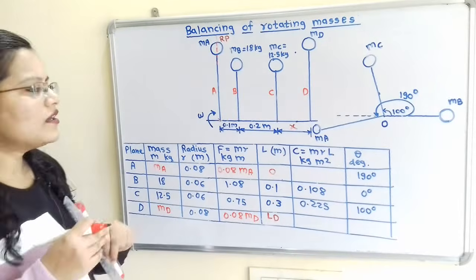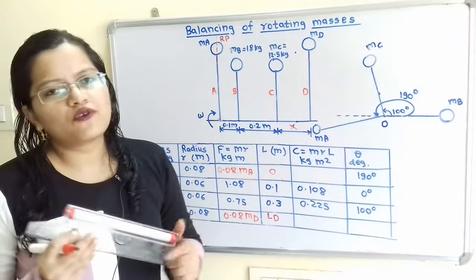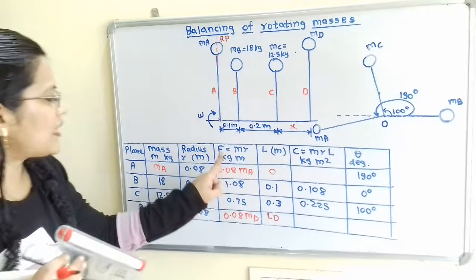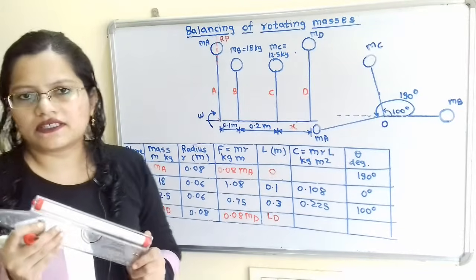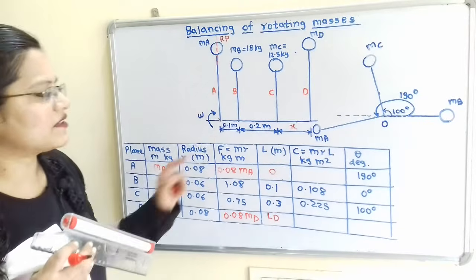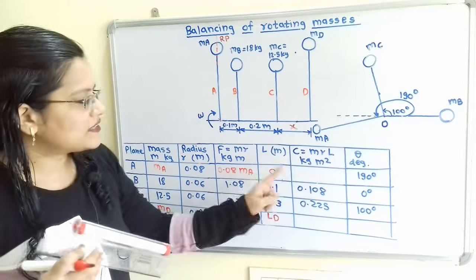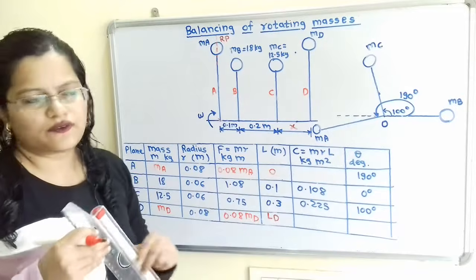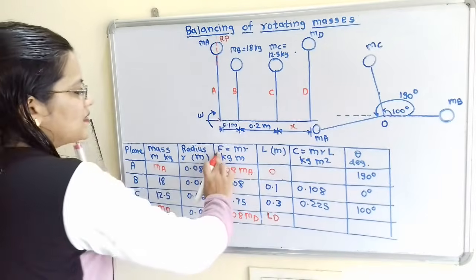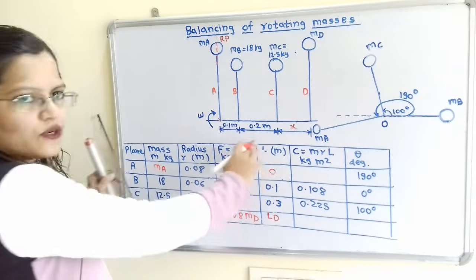Now we will move to the next, that is couple. So how to calculate couple? Couple means this force multiplied by this axial distance from the reference plane. So C is equal to MRL, and its unit is kilogram meter square. So just multiply this F and L, because F is equal to MR.